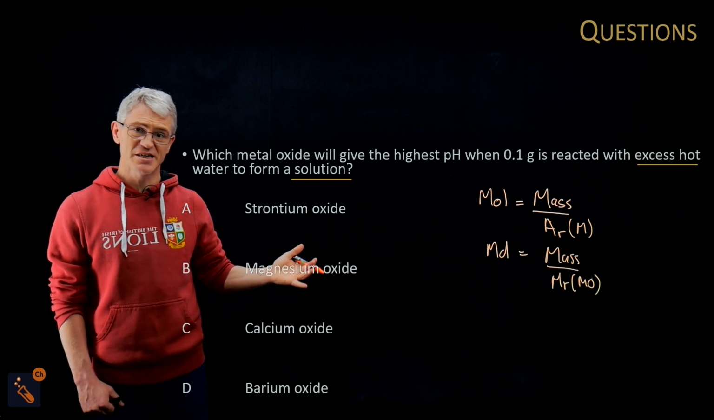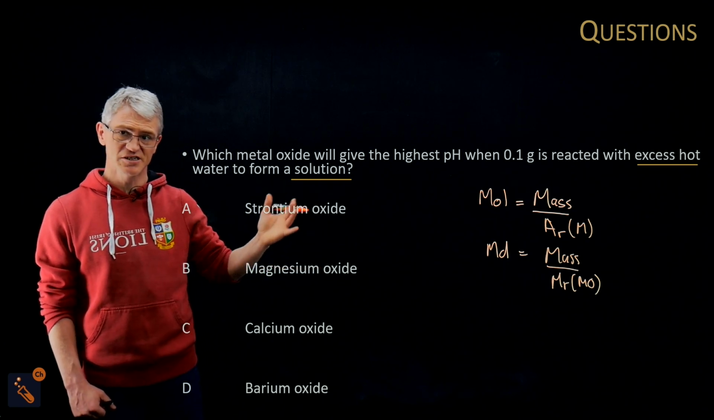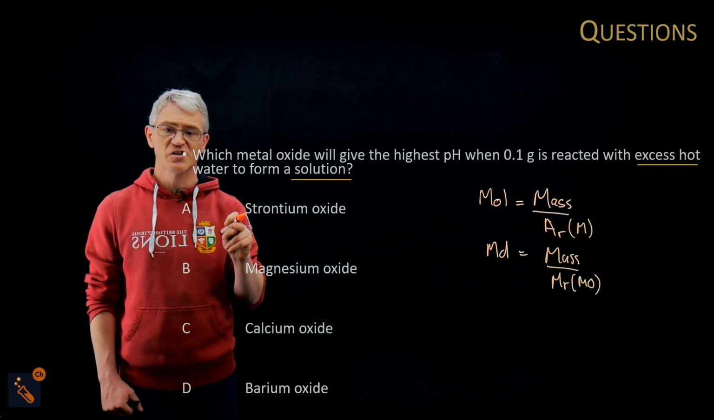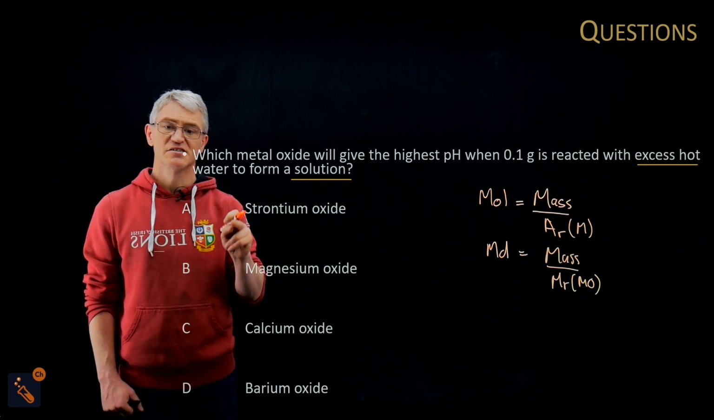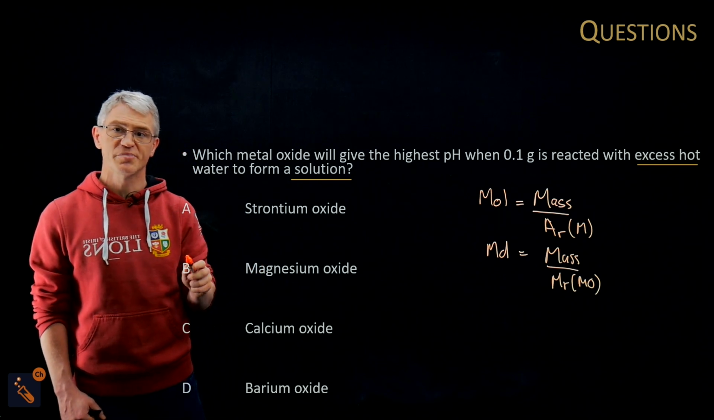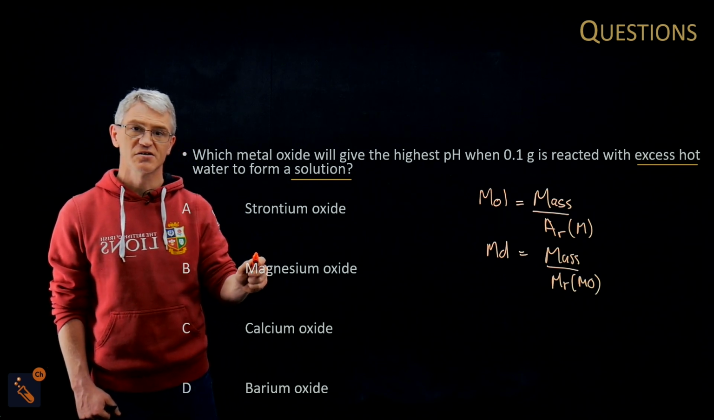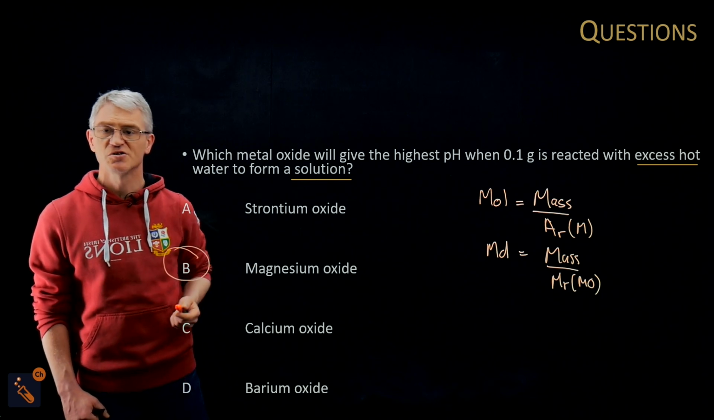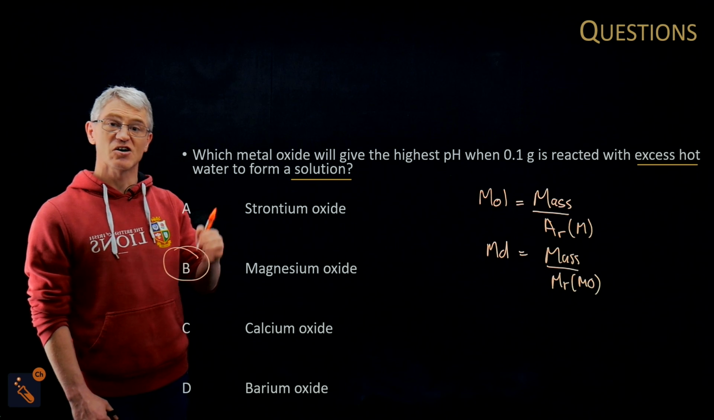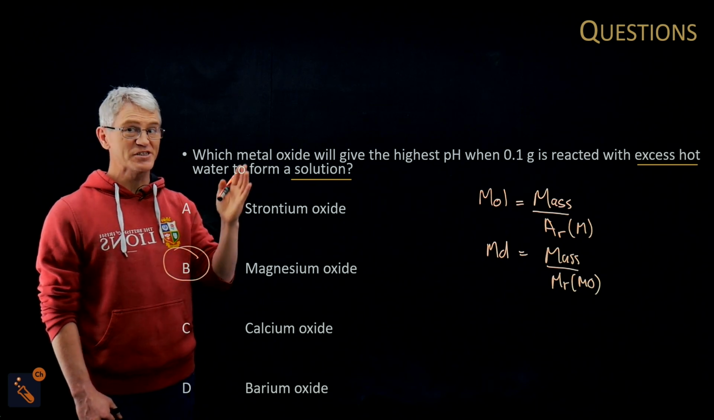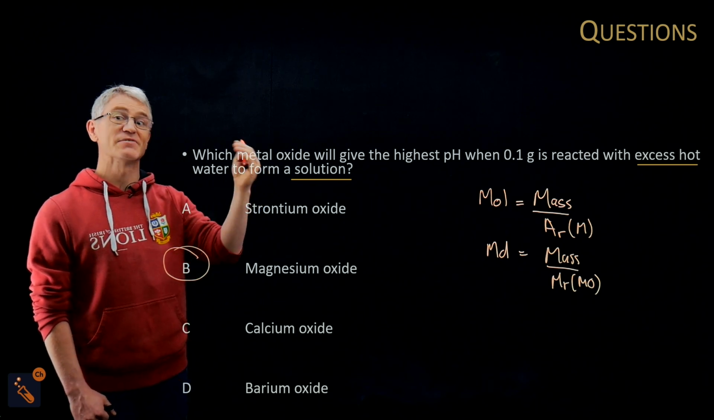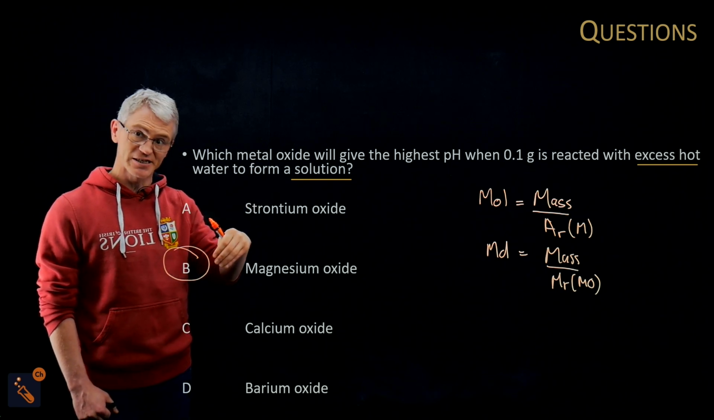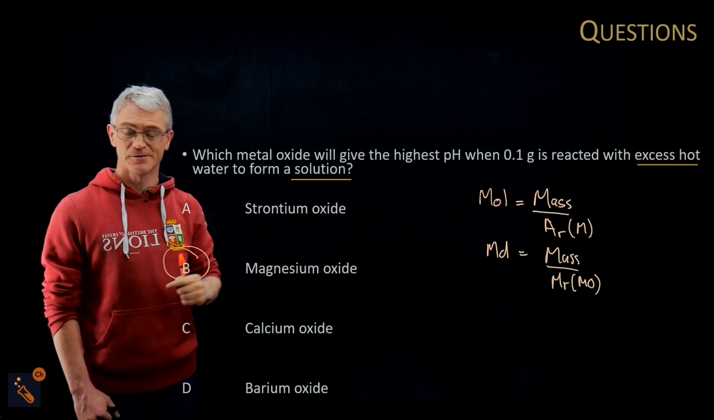If I just did it for the metal, and I didn't bother doing it for the metal oxide, I would find that the highest number is going to be B. Because if you work out B, you find that B has the highest number of moles. Remember, it's completely dissolved, which means it's completely dissociated. And if it's completely dissociated, it forms the highest pH.